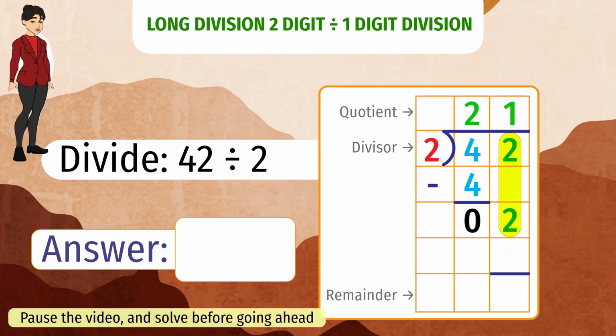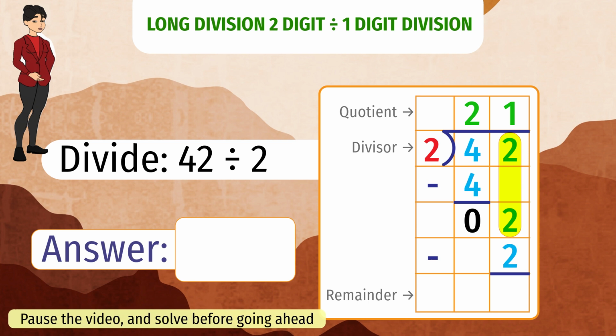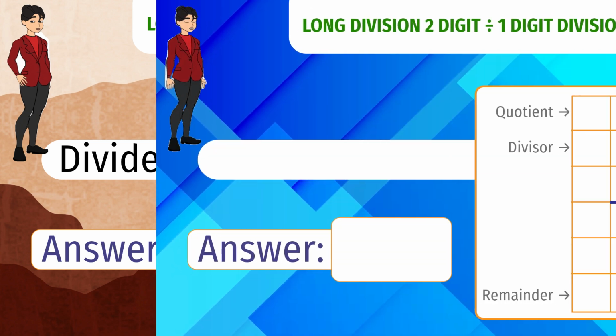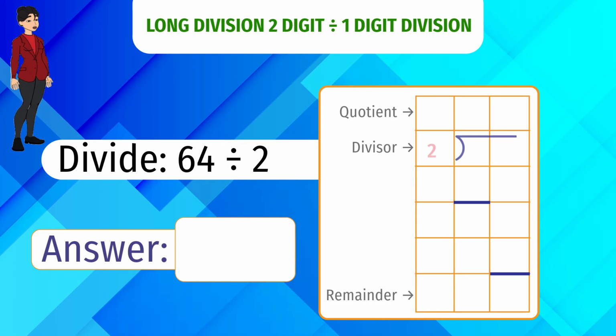Write 2 below the 2 of dividend. Subtract 2 minus 2 equals 0. So remainder is 0. Quotient is 21. Your answer is 21. Divide 64 by 2 by long division.